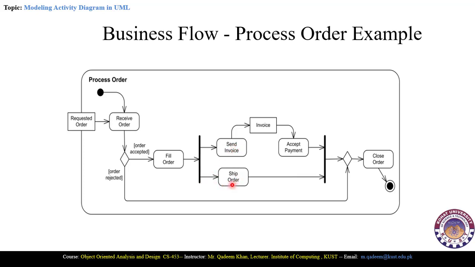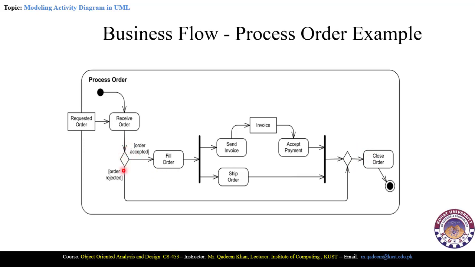Then we have ship order. The order will be shipped to the customers, and accept payments. Payments will be accepted by the company from the customers. And here is also another join. When this join is transferred to a single input, you can see that here is just a condition, but the condition is empty. So then the order will be closed here. That means that here nothing will be performed.